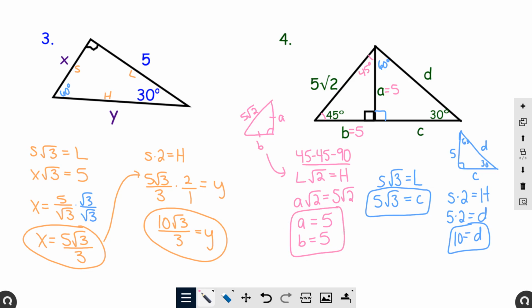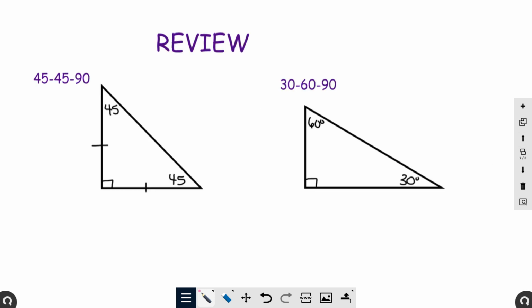So just to make sure that we have all of our formulas together, if you want to do this at the end of your notes, we're going to write down the formulas in one spot, and that can be a quick reference for you to look at later. So go ahead and write down your 45, 45, 90 and your 30, 60, 90.